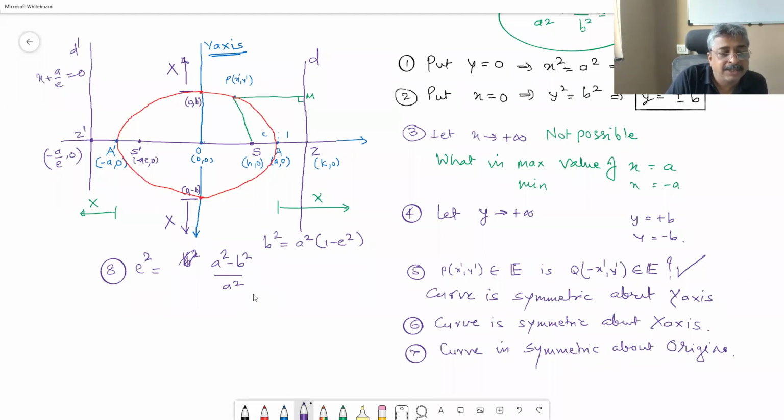Now, A A' is called the major axis. B B' is called the minor axis.